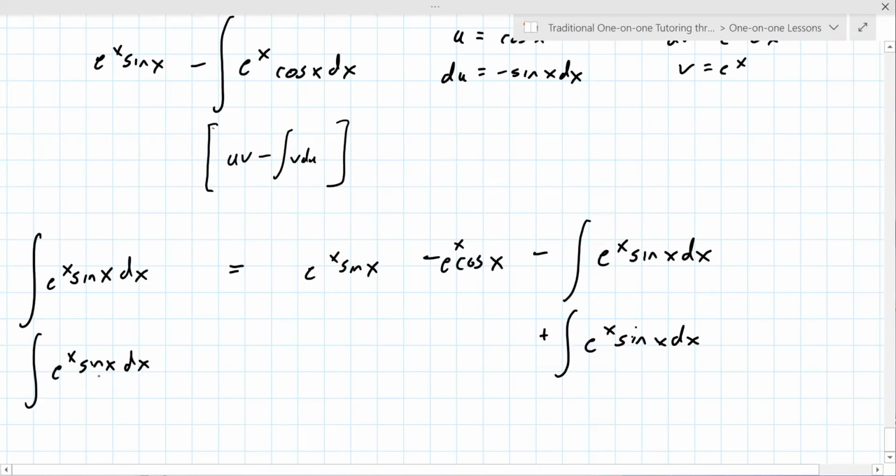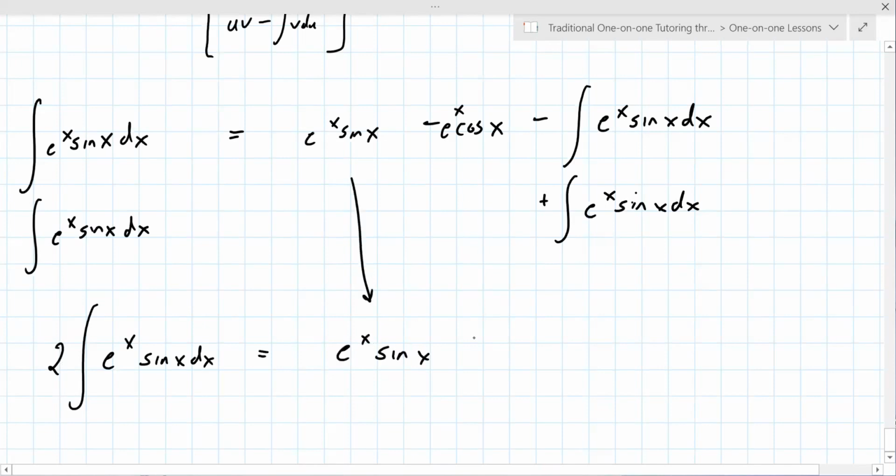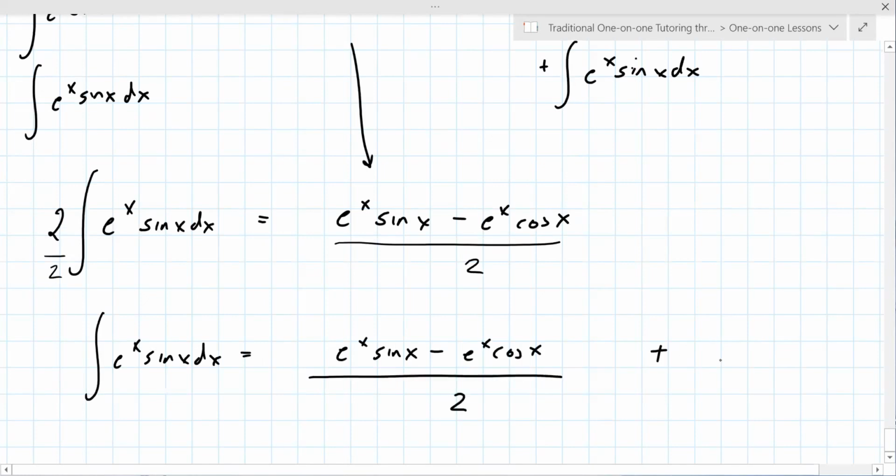And so now you have two of them on the left. You have two integrals on the left. That's why you put the two out in front. And your right-hand side is these other terms that I'm just bringing down. To get to the integral part, you divide both sides by 2. Okay, so your integral e to the x sine x dx is e to the x sine x minus e to the x cosine x over 2, but then you have to have that constant.